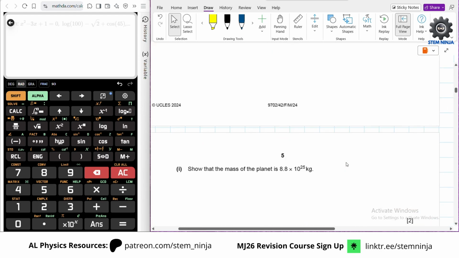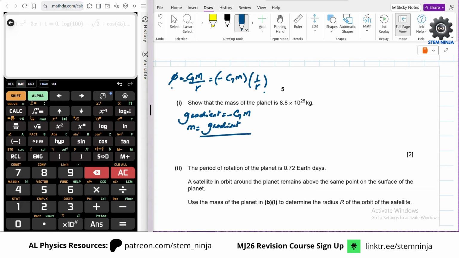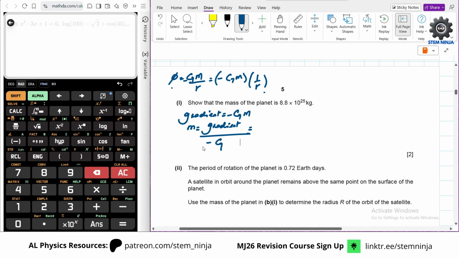Okay, so this is phi and 1 over r. So we know the relationship between phi and 1 over r, that is negative GM over r. So this means that the minus GM is our gradient and 1 over r is our basically x. So this is y, x, and minus G. So your gradient, which is negative already, is minus GM. So M is going to be your gradient over minus G.